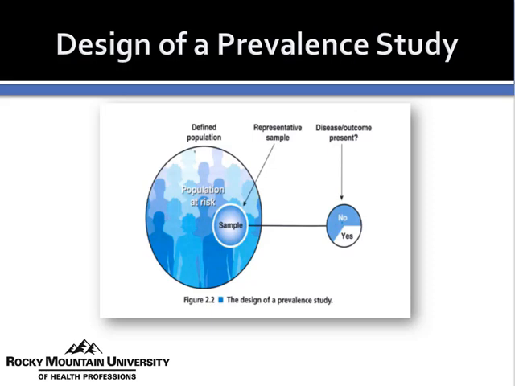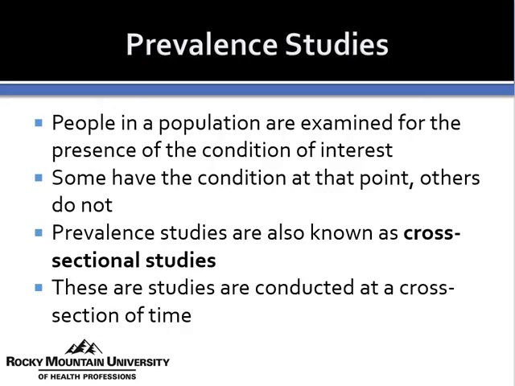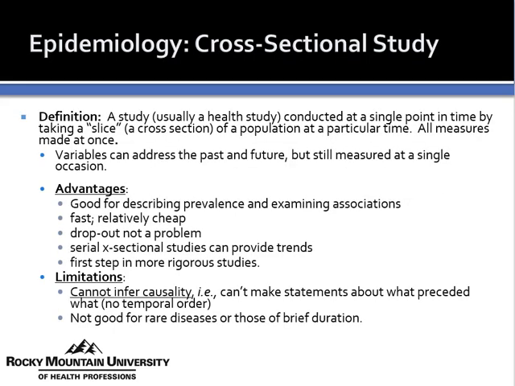All right, now looking at the design of a prevalence study. People in a population are examined for the presence of the condition of interest. Some have the condition at that point in time, others do not. So prevalence studies are also known as cross-sectional studies. These are studies conducted at a cross-section in time.